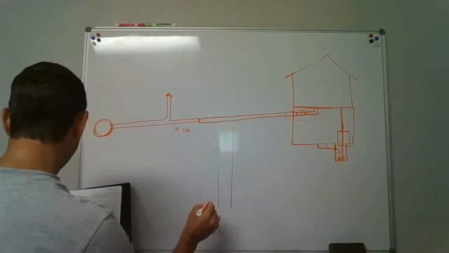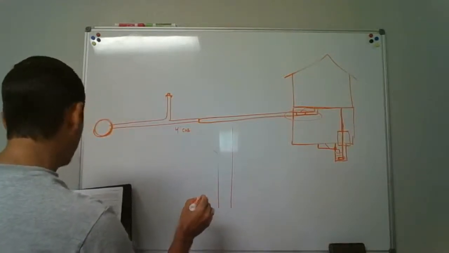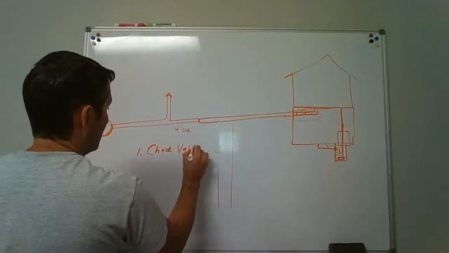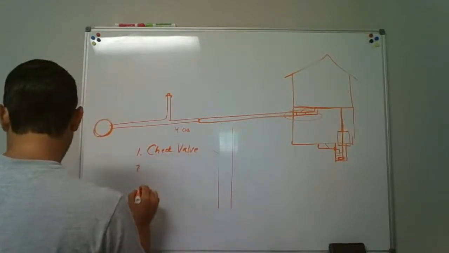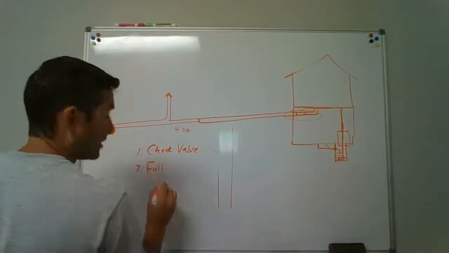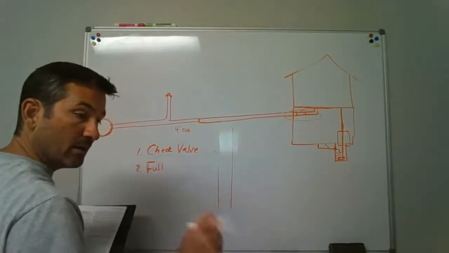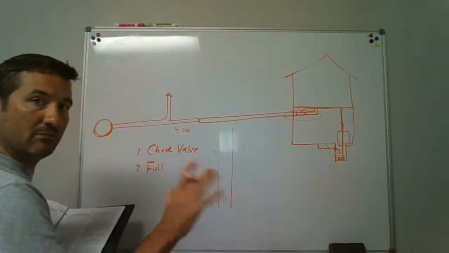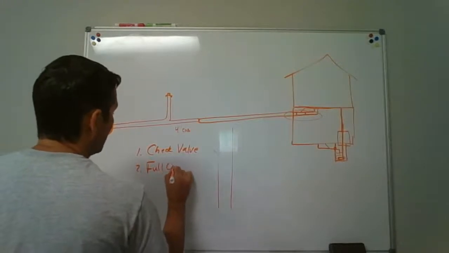So the first thing that we're going to put in, it says, here's the items. We need a check valve. We need, what else? We need a full open valve. Basically like a shutoff valve. It's where you can shut off, but when you open it, it's going to be full open. There's not going to be any restriction in that line.